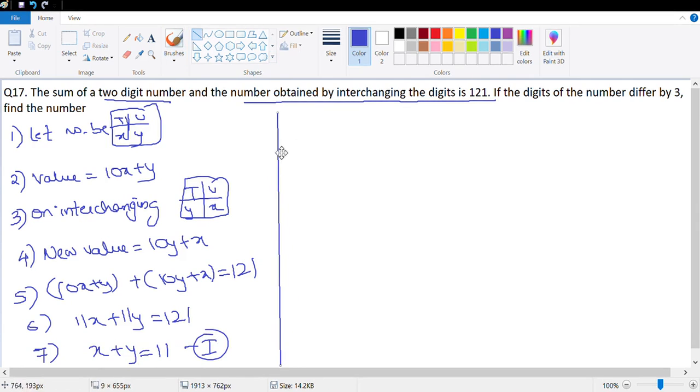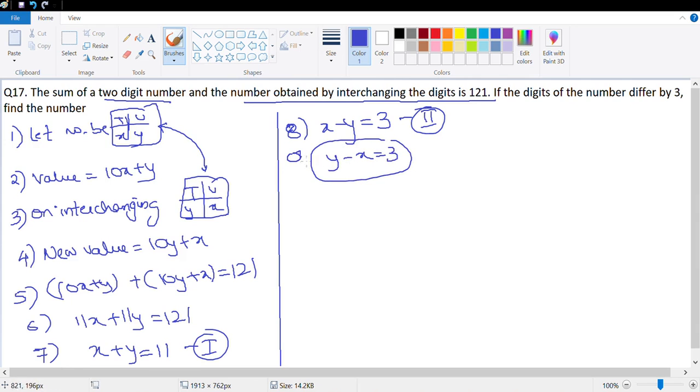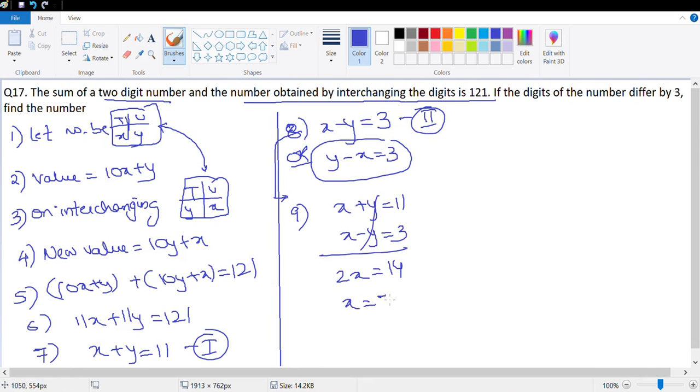Good, let's read the question. If the digits of the number differ by 3, now it's not given whether it's x more than y or y more than x, because in any case we are interchanging, and after that we are adding. So what is given is x minus y is equal to 3. That's our second equation. We can also have y minus x is equal to 3. This is also possible. So let's work with x minus y is equal to 3. So x plus y is equal to 11, x minus y is equal to 3. Adding them, 2x is equal to 14, x is equal to 7.